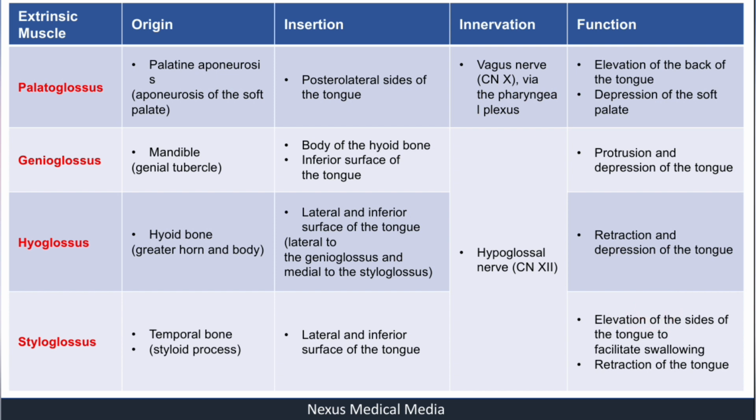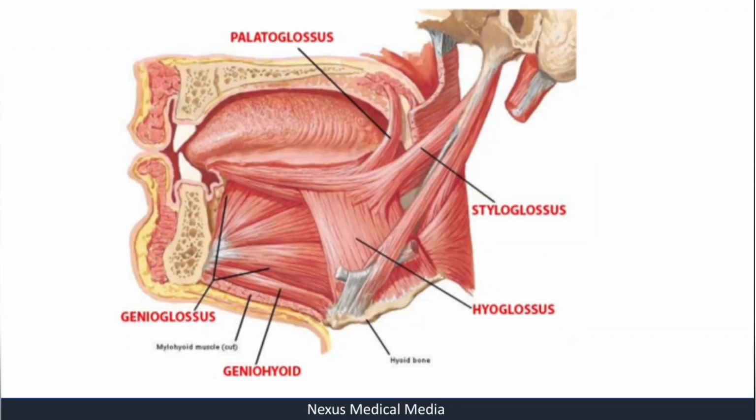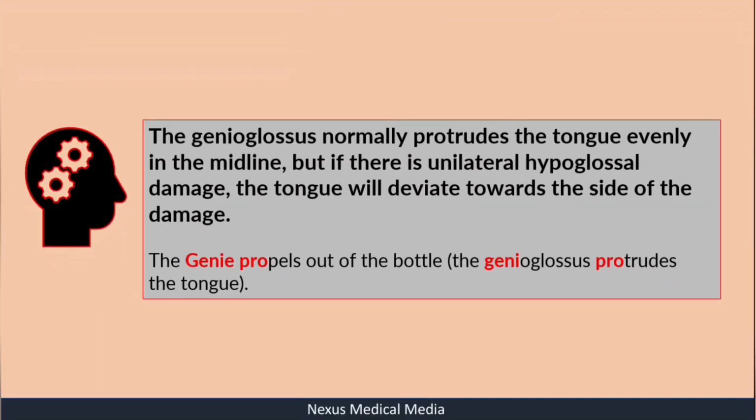So the four extrinsic muscles of the tongue are palatoglossus, genioglossus, hyoglossus, and styloglossus. Here again you have them: the palatoglossus, genioglossus, hyoglossus, styloglossus.